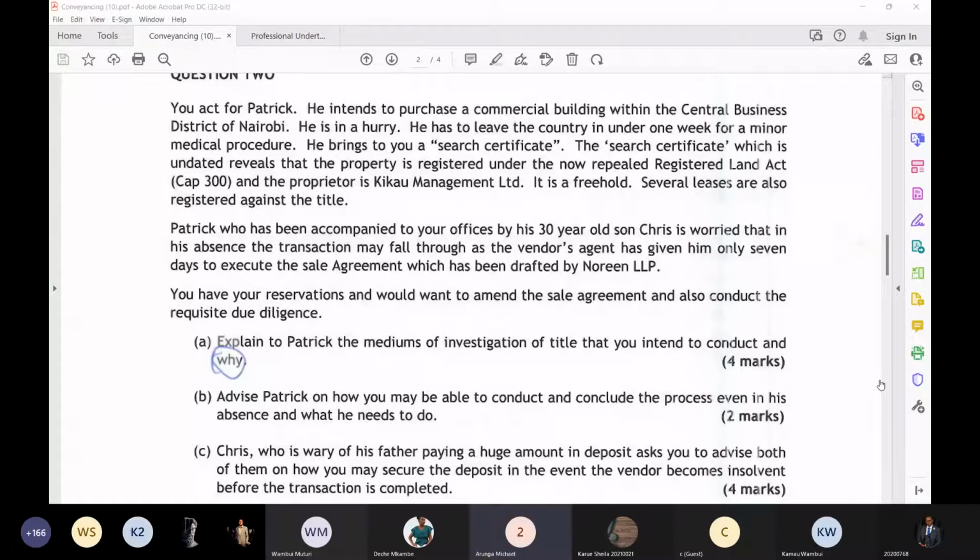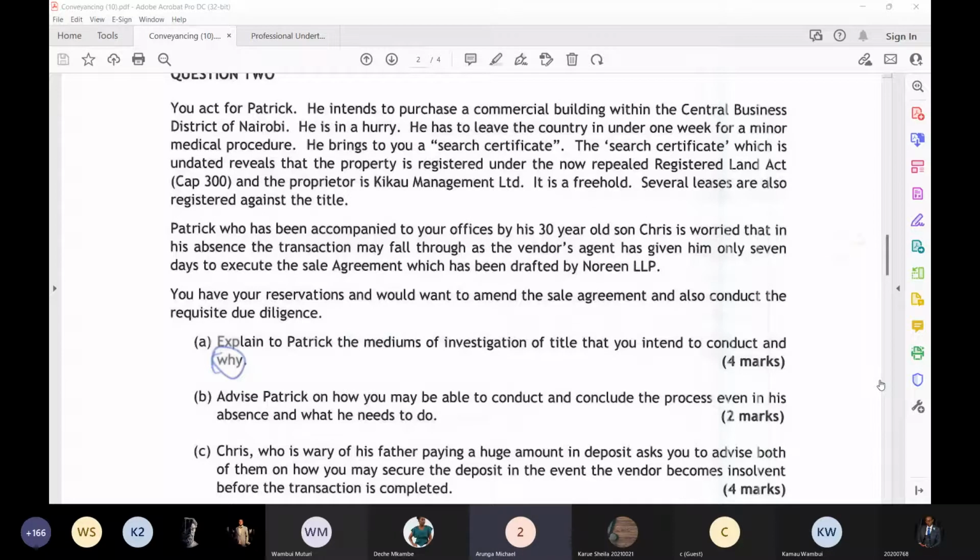You act for Patrick. He intends to purchase a commercial building within the central business district of Nairobi. He is in a hurry. He has to leave the country in under 1 week for a minor medical procedure. He brings to you a search certificate. The search certificate, which is undated, reveals that the property is registered under the now repealed Registered Land Act Cap 300, and the proprietor is Kikau Management Limited. It is a freehold. Several leases are also registered against the title.